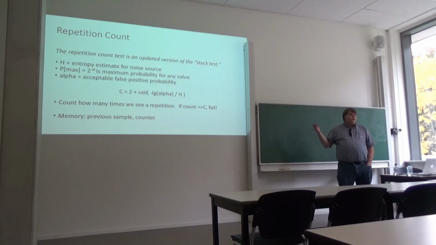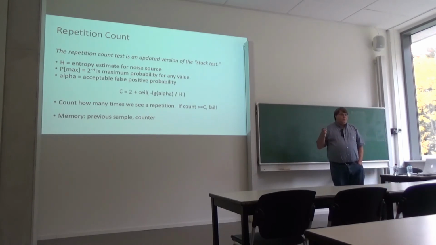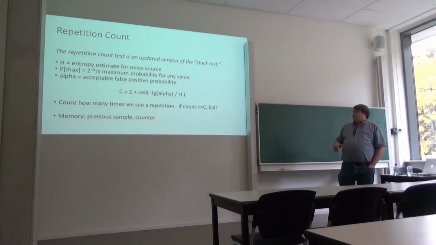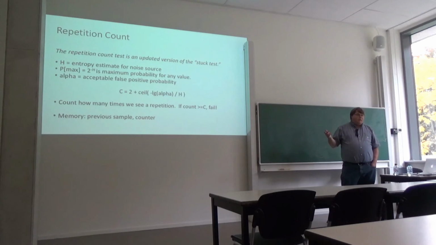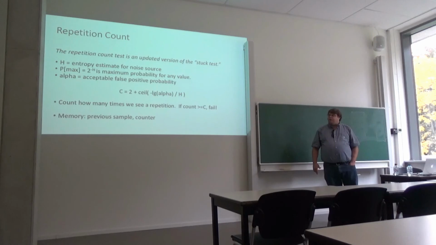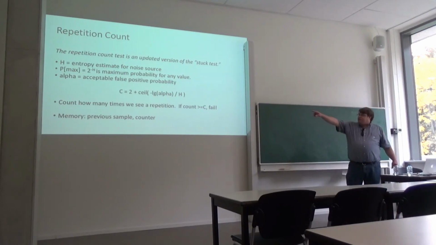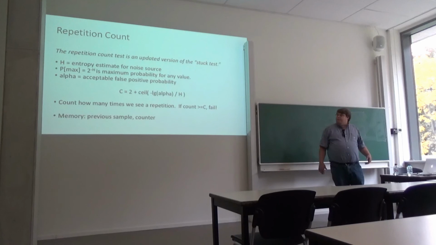All this is doing is updating the stock test to make sense. If you have a source with 8 bits of entropy, then you should never see something like 5 samples in a row that are the same. If you have a source with 1 bit of entropy, then you could have a lot more samples. If you saw 8 samples that were the same, it wouldn't be surprising. That should happen with probability like 2 to the minus 7. So you have to choose this cutoff value based not only on the false positive rate, but also on the claimed entropy.